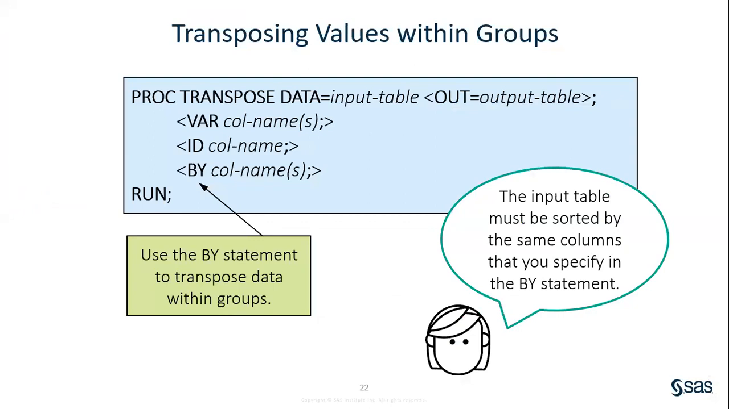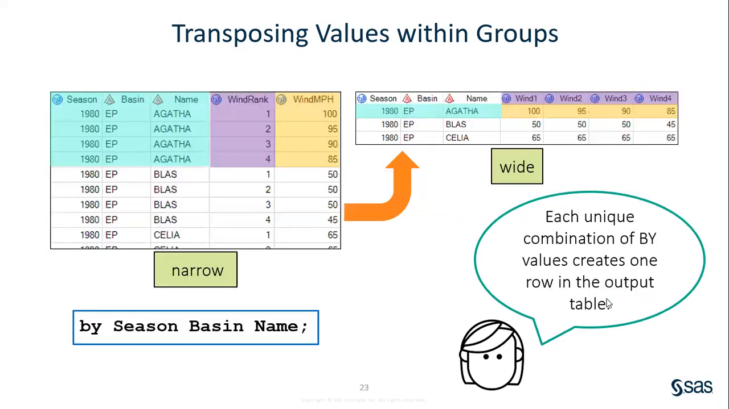So what is the by statement? You can also group your data with the by statement. The by statement transposes data within groups. Your input table must be sorted by the same columns that you specify in the by statement. Let's see this example where you can go from a narrow to a wide structure by using the by statement. Each unique combination of by values creates one row in the output. So within this group, all of this will be written into a single row.